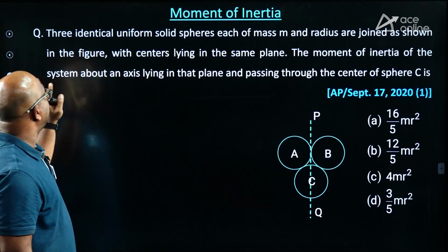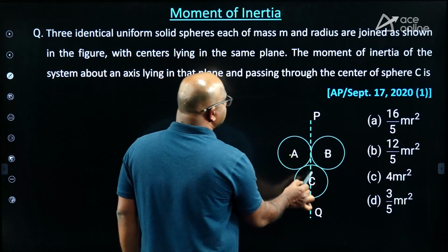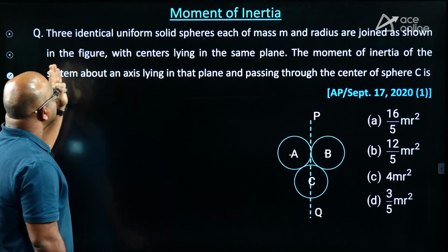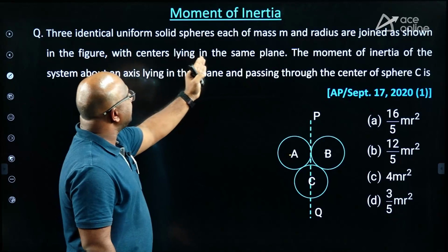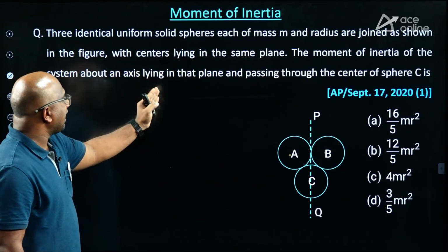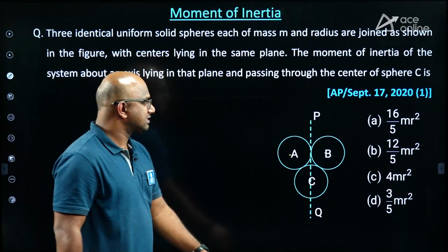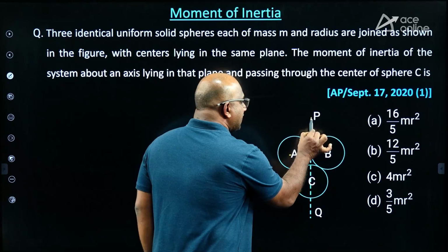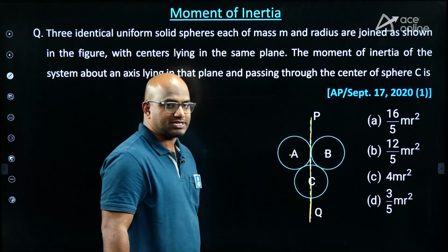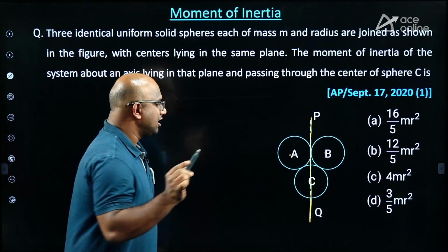So the question here is: three identical uniform solid spheres. Three spheres are there, guys, each of mass m and radius r, with the centers lying in the same plane. The moment of inertia of the system about an axis lying in the plane and passing through the center of the sphere is how much, guys? He's asking what is the moment of inertia about this axis.